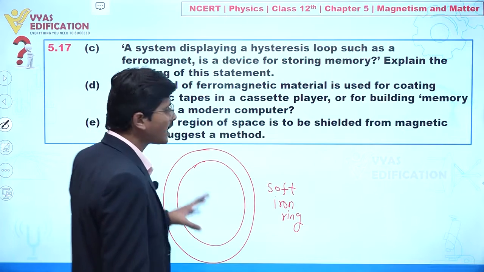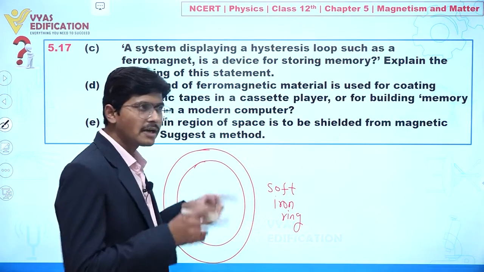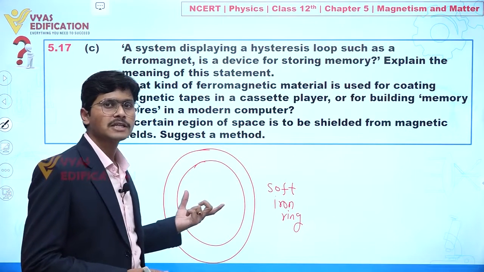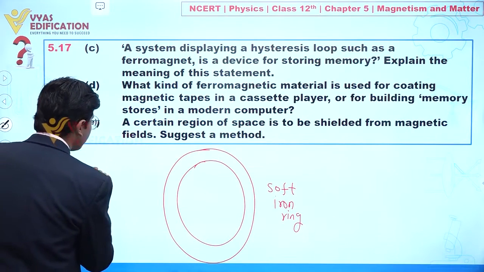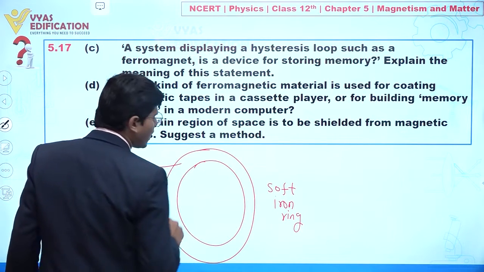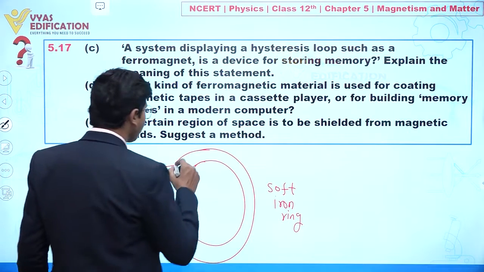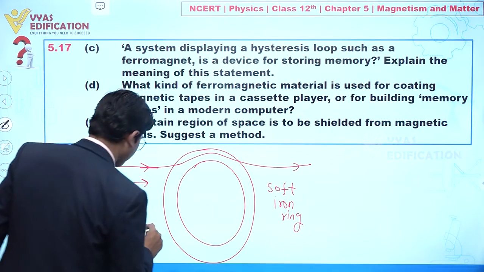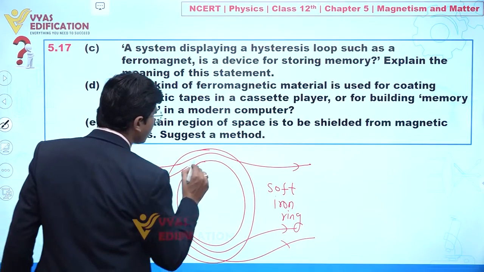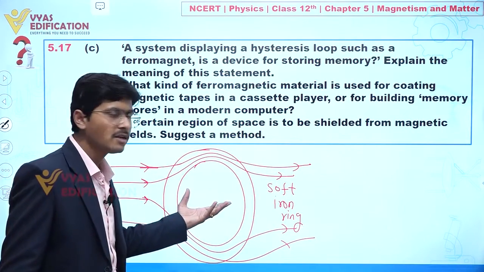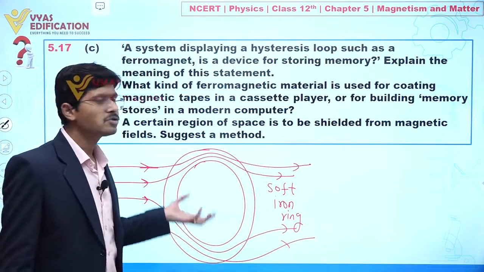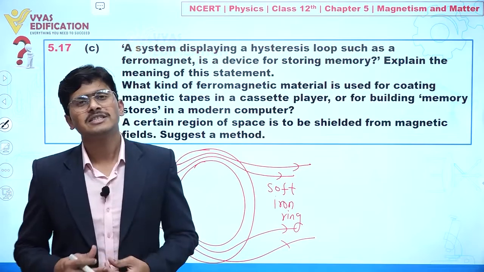Let's suppose we place a soft iron ring surrounding the place that we want to protect from magnetic field lines. Now you can ask, sir, what will happen? Let's suppose from this direction magnetic field lines are coming like this, clear? When they reach this iron ring, they pass through the iron ring and go like this, instead of going through the space inside the ring, clear? So like this, we can protect any measuring instrument from the magnetic field, clear? So this is one of the methods that you can utilize. So this is all about this question.